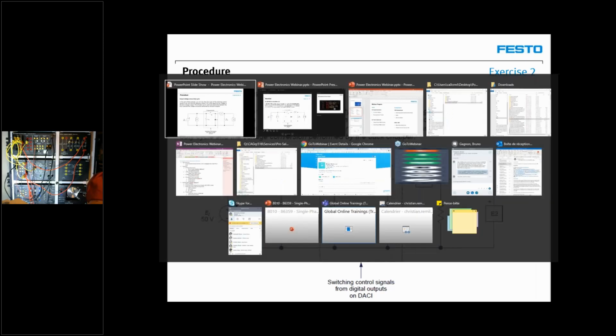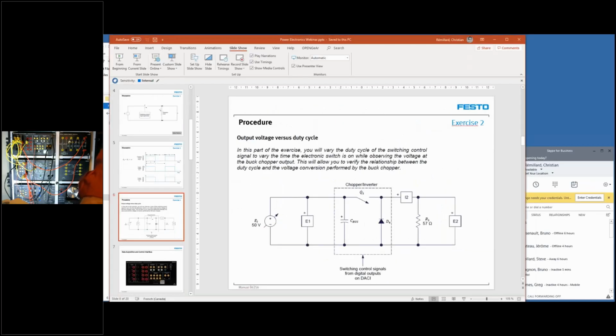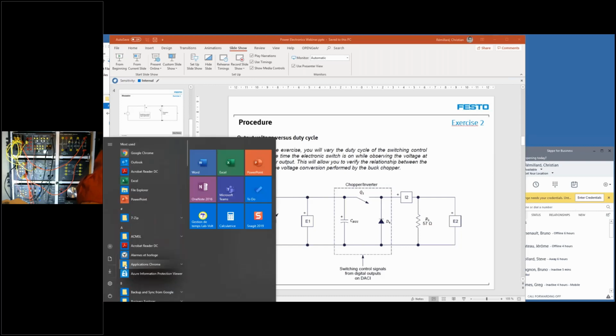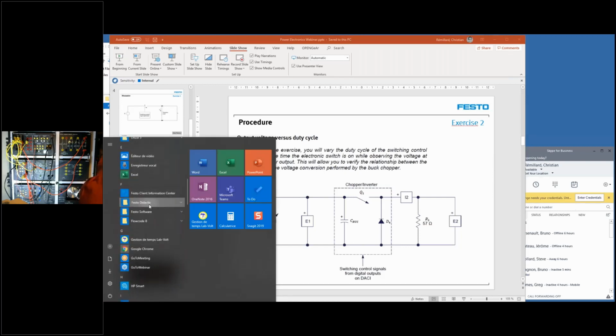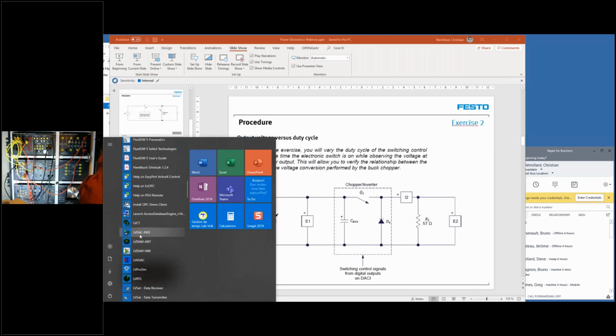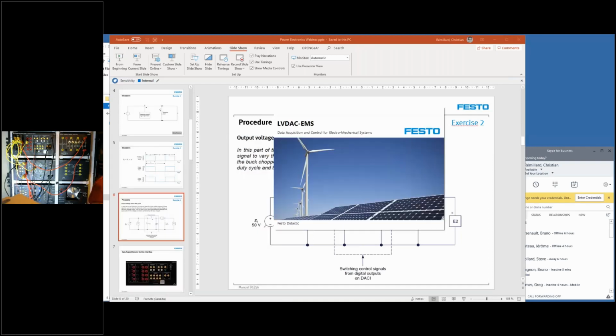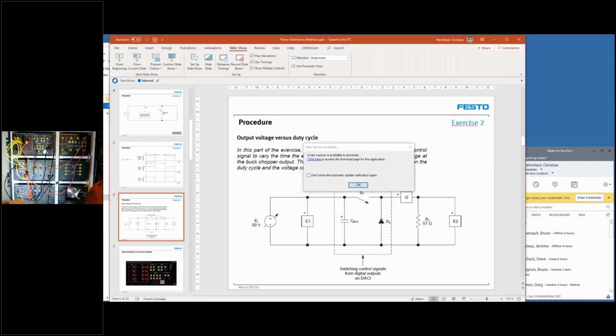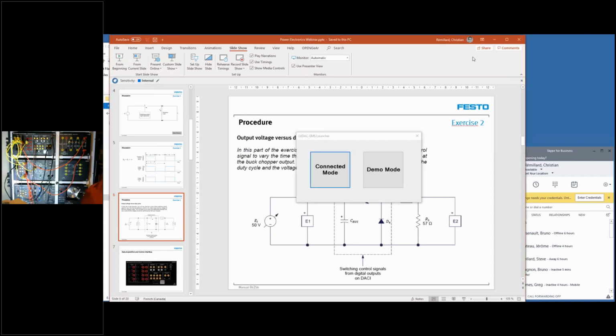That is the equivalent of what you find in LVSIM, but do I have it open here? No, not yet. So we'll go to open it here. So yes, it is the equivalent of what you find in LVSIM, but it is here only, as you see, LVDAC-EMS. It is the software that is meant to be used in parallel with the physical system, not the simulator.